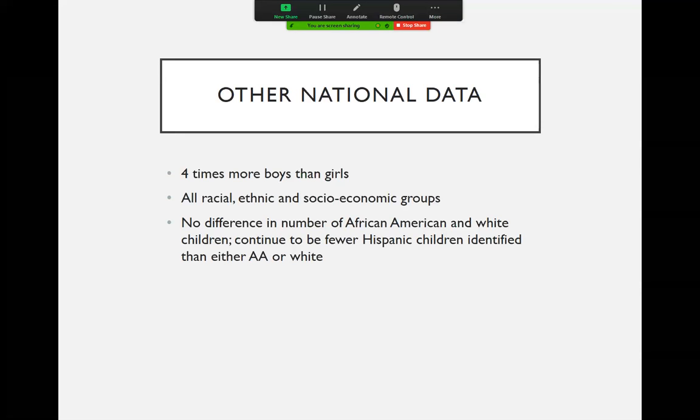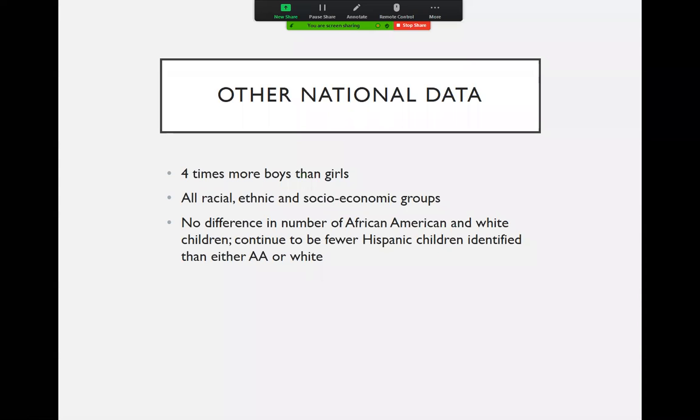And all racial, ethnic, and socioeconomic groups are affected. There's no difference that they're seeing more in one group versus another group. And there's no difference in number of African American and white children. There continue to be fewer Hispanic children diagnosed, but they do see that across all racial groups within their data nationwide.